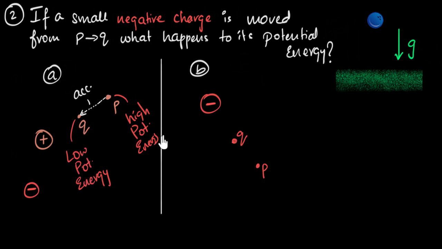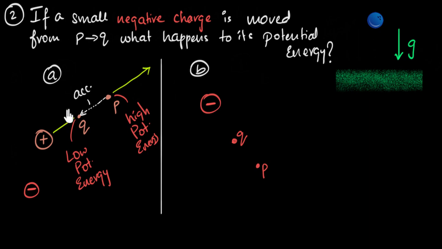But before we move on, there could be some confusion based on what we did earlier. If you looked at what we found out earlier, we said as you go from here to here, potential drops, right? Like we said, there is a field line over here like this. And then we said along the field line, the potential drops.